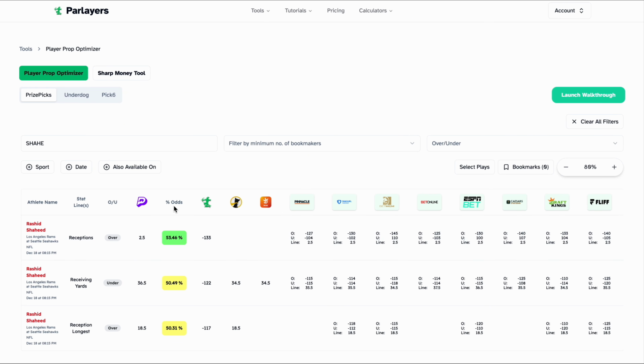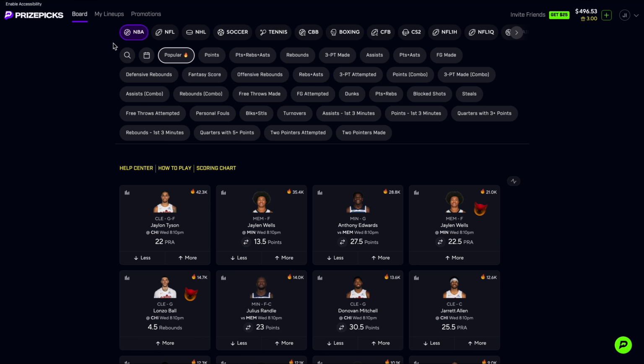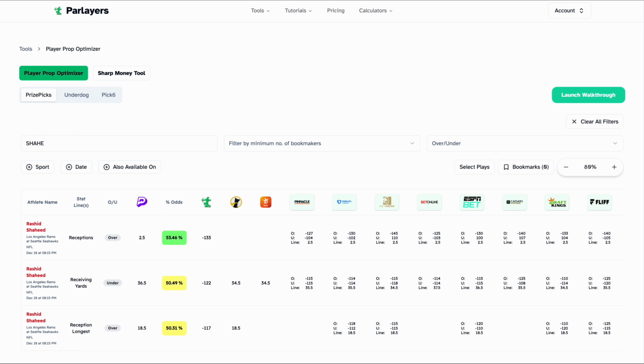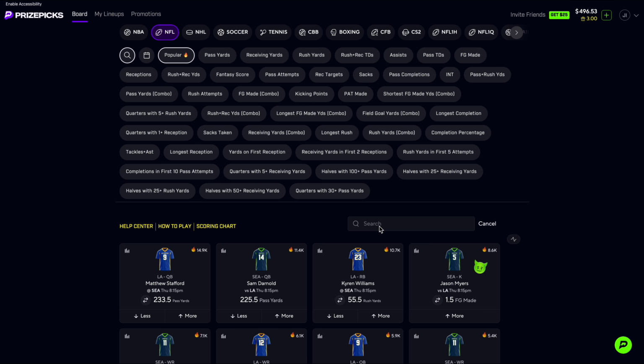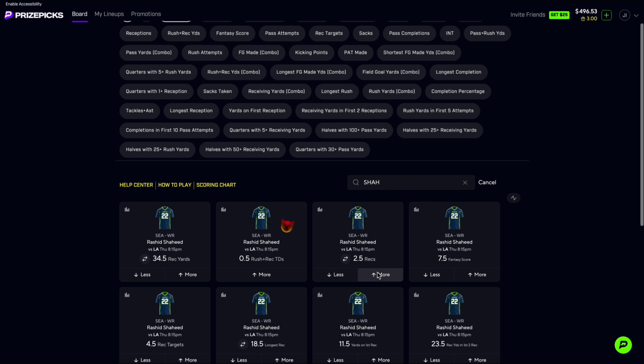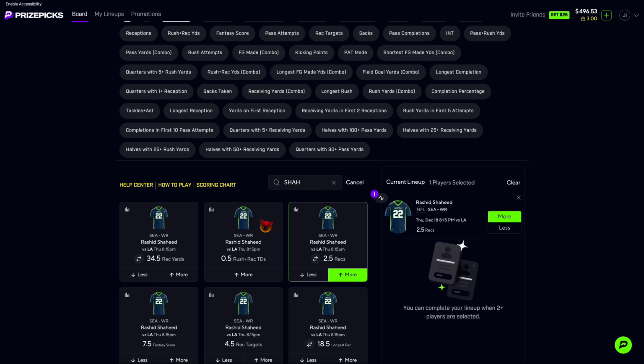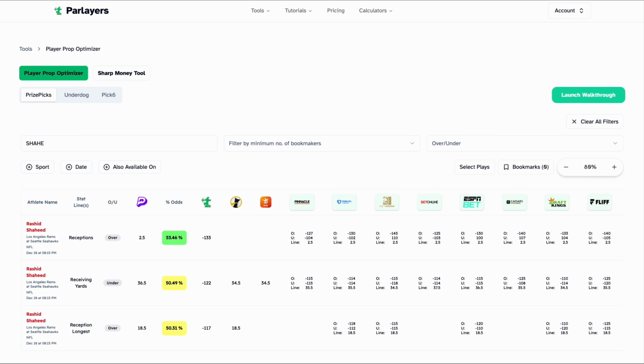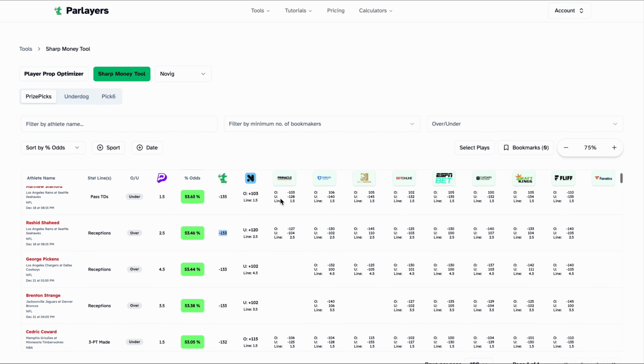And PrizePicks, like, look, we didn't catch up yet. So this is why we have the optimizer and these tools, right? To see where PrizePicks is kind of slow, where PrizePicks is slowing down. And it doesn't look like they caught this play yet. So I will get this in 2.5 receptions at an over. That's going to be for tomorrow's Thursday night football game. We're going to see if there's anything else.